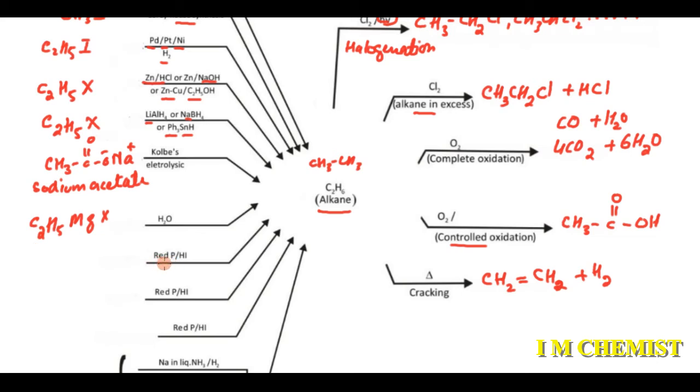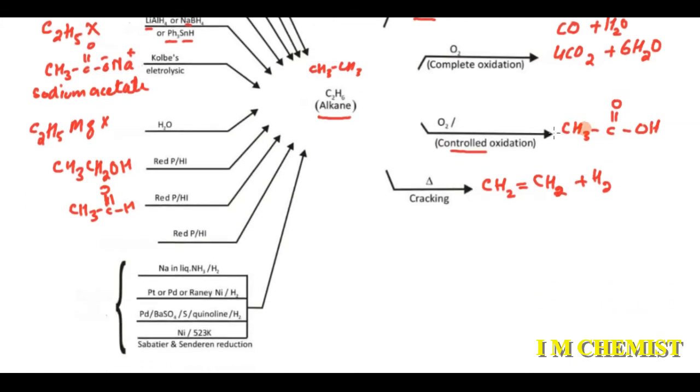And if we add red phosphorus in the presence of hydrogen iodide, we will get a mixture of products, we will get different products. We will get CH3CH2OH, this is alcohol. We can also get an aldehyde. This is an aldehyde molecule, and we can also get a ketone molecule like this. This is the ketonic functional group, hence this is a ketone.